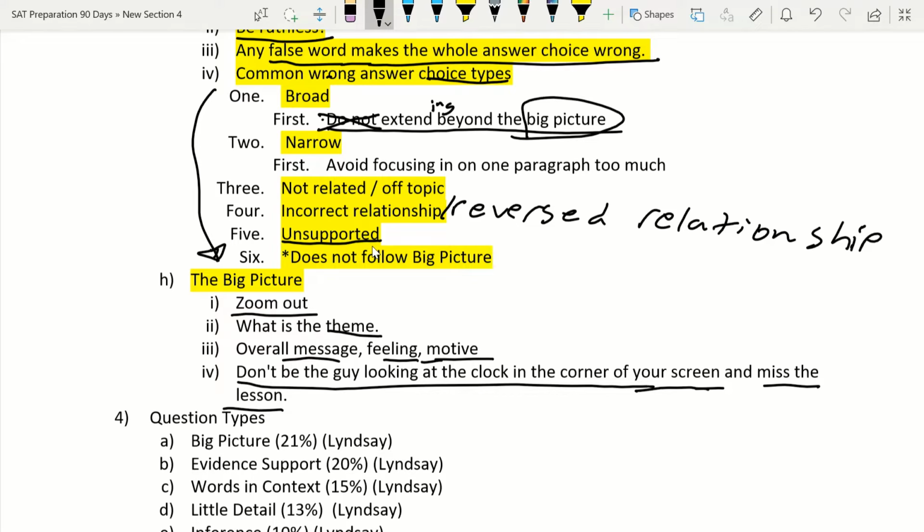You're zooming in. You're not looking at the big picture and you're not looking at the theme. That's the same with the SAT reading section. If you're looking too much at one paragraph and not enough at the whole essay or that whole passage as a whole and connecting things together, then you're going to get questions wrong. We want to examine the big picture and not focus too much on one paragraph.